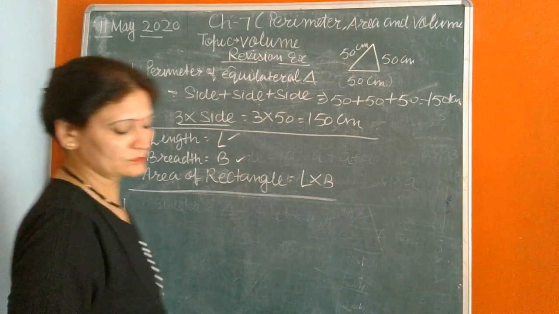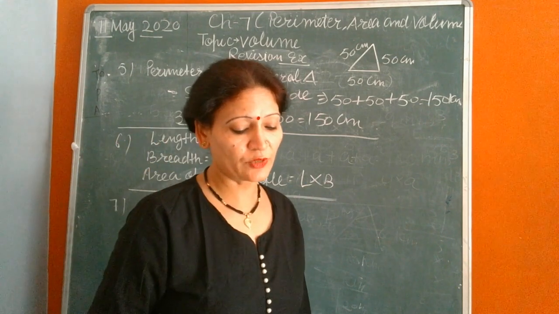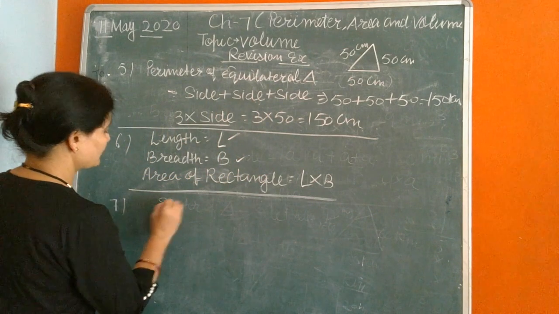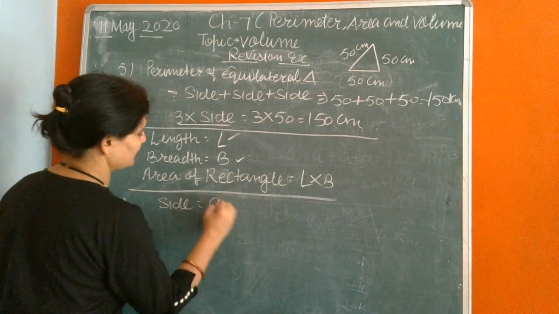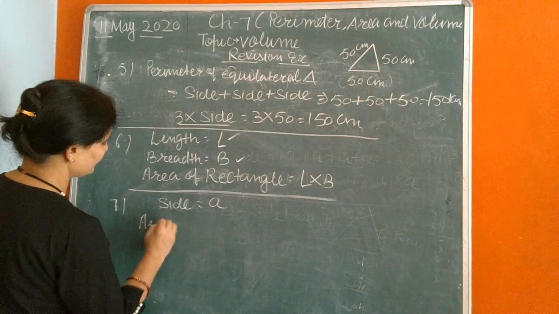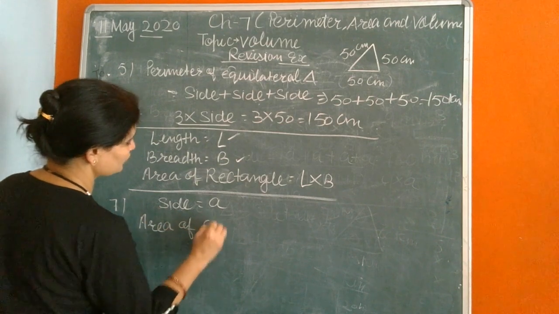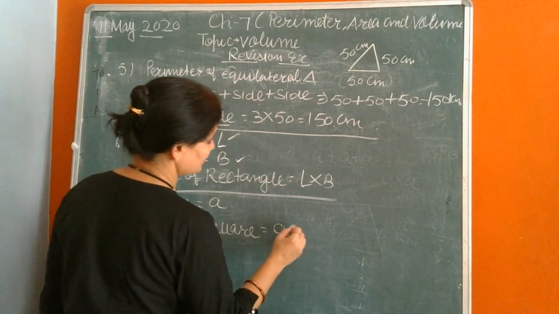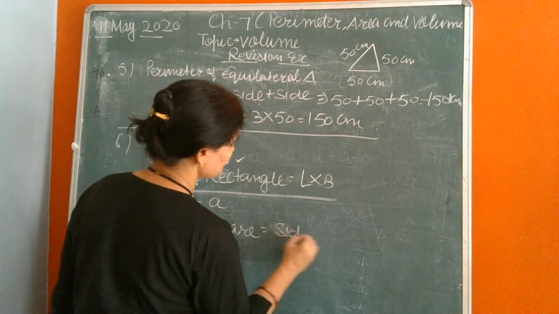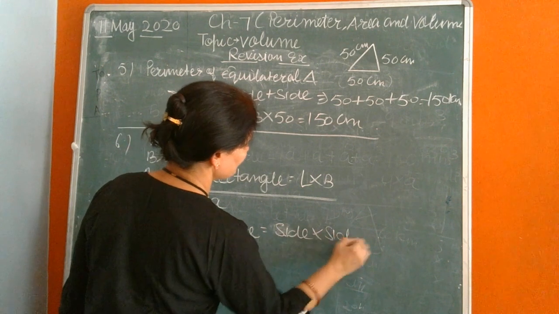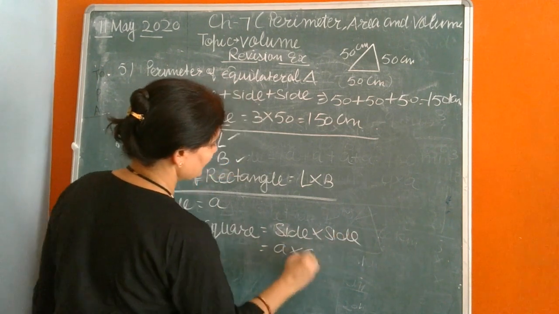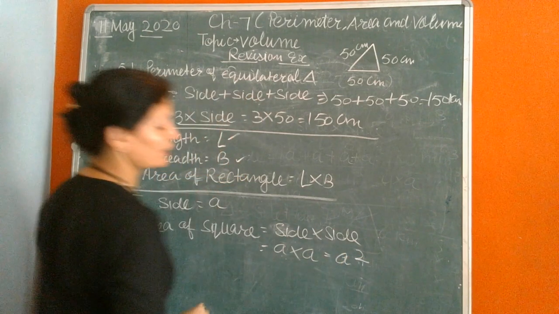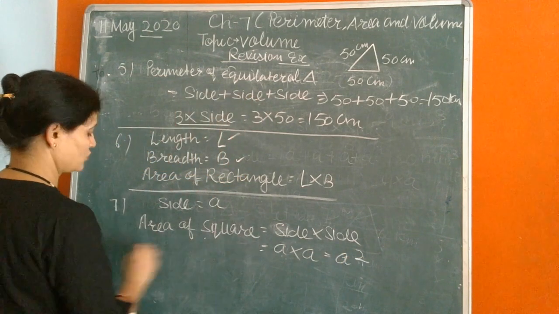Question 7: write the formula to find the area of a square whose side is A. Side equal to A is given. Area of a square equals side into side. Side is A, so we write A into A. That is the area of the square.